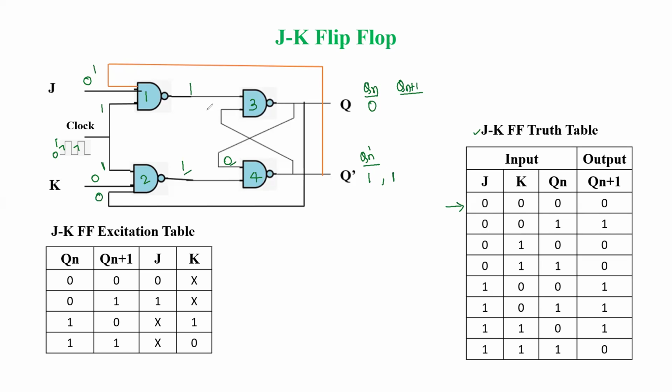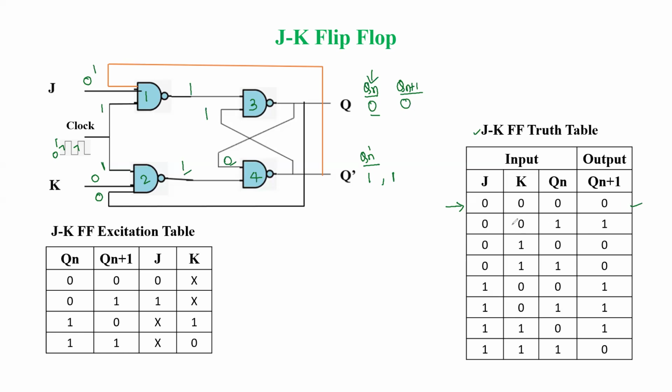Now this 1 is given as the input to NAND gate 3, so both inputs become 1. So what is the output of NAND gate 3? It is 0. So this first row is verified. If you consider Qn as the previous state, then Qn plus 1 is the present state. But generally we call Qn the present state and Qn plus 1 the next state. So here we have seen that the state remained the same.